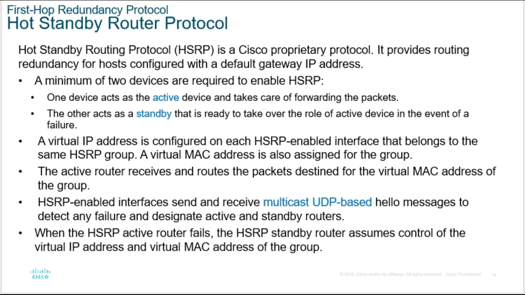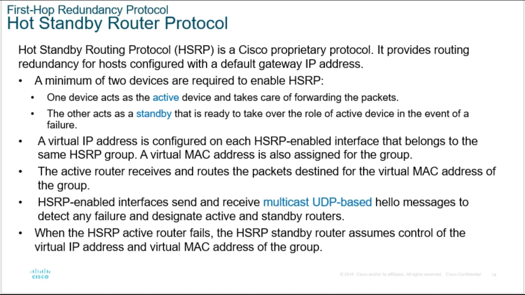So since the main point for FHRP is the configuration of one single default gateway, although we have physically 2 or more, in HSRP we have a virtual IP address that we configure on each of the routers, so that the machines or the PCs will get only one default gateway IP, and that is the virtual IP address. So the related MAC address will also be a virtual one. So this MAC address will relate to the virtual IP address.